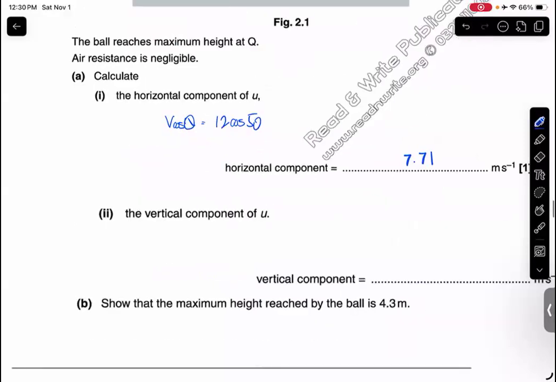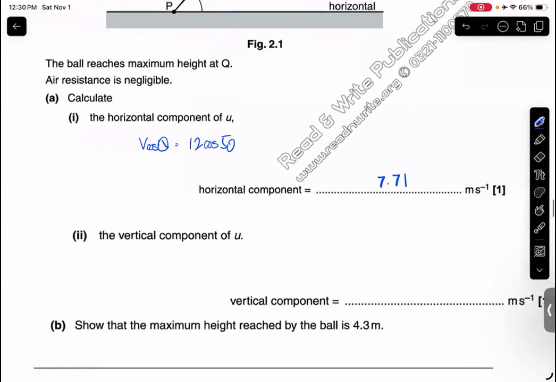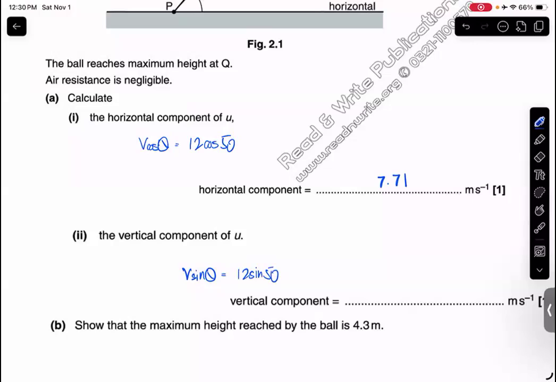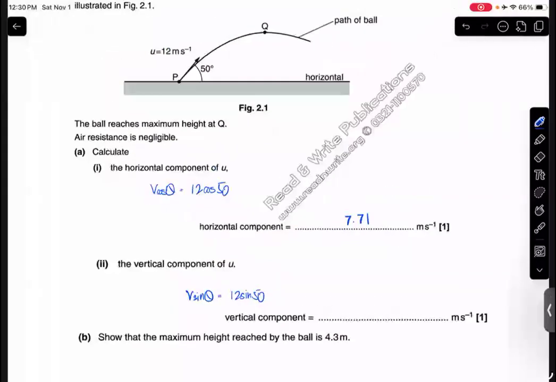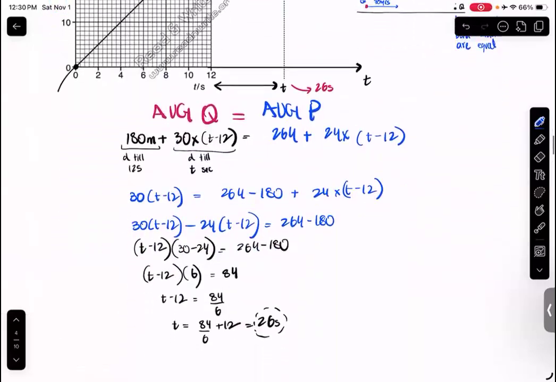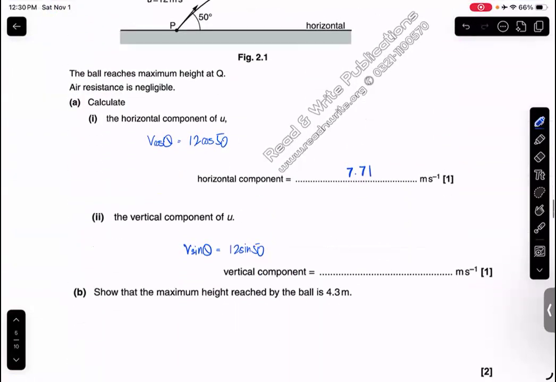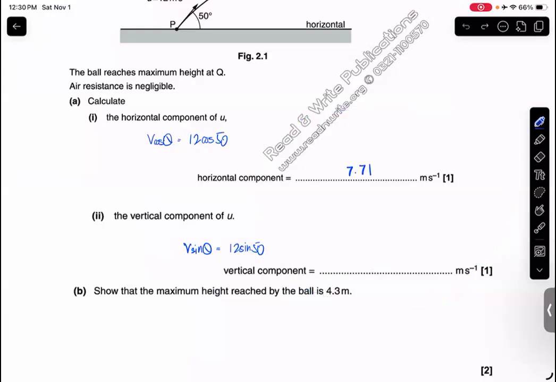7.71. Okay. The vertical component. Oh, that's another free mark. V sine theta. 12 cos, 12 sine 50. This is them giving away Christmas presents. Sometimes they will not give you marks for doing stuff like this. And imagine, you just got 2 marks for doing this. Cambridge is just brutal. They love torturing you guys.